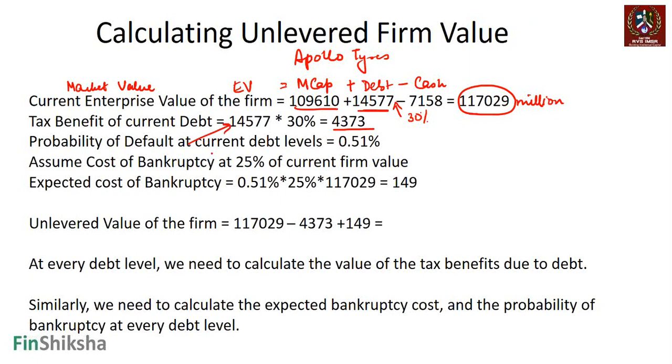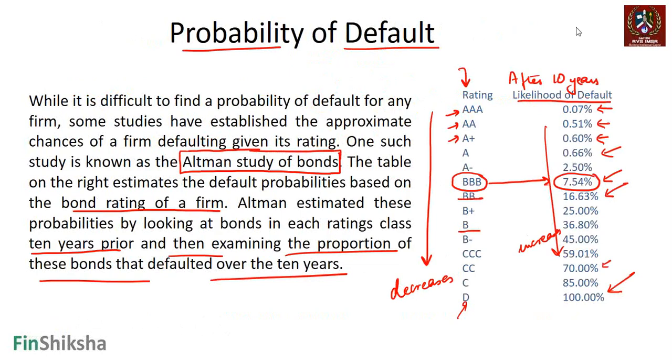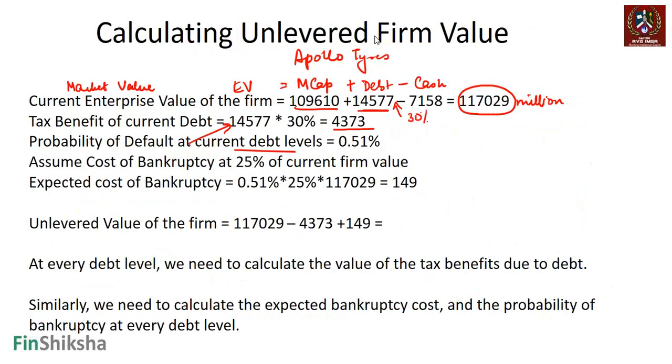We see the probability of default at current debt levels. At current debt levels, their rating works out to be AA, so the probability of default is 0.51%. Now we have made an assumption: that the cost of bankruptcy is 25% of the current firm value. The firm value is 117029. If the firm goes bankrupt, 25% of value is lost, and the chances of the firm going bankrupt are 0.5%. So we multiply the three and find that 149 is the expected cost of bankruptcy.